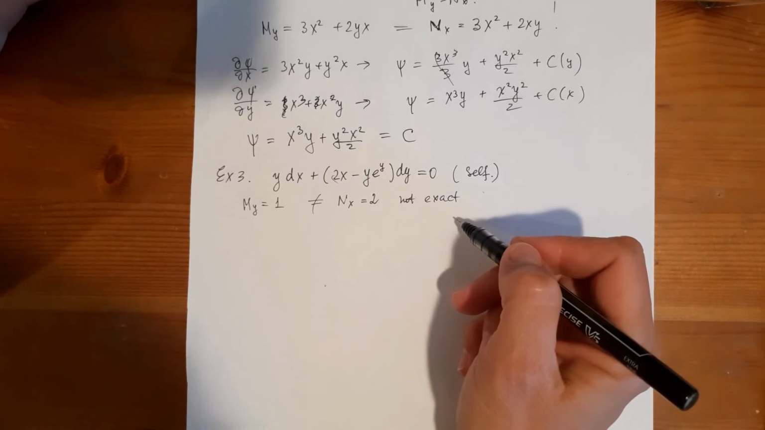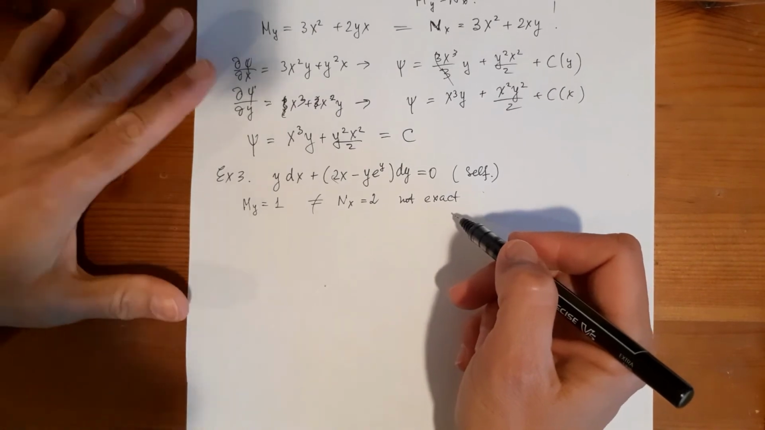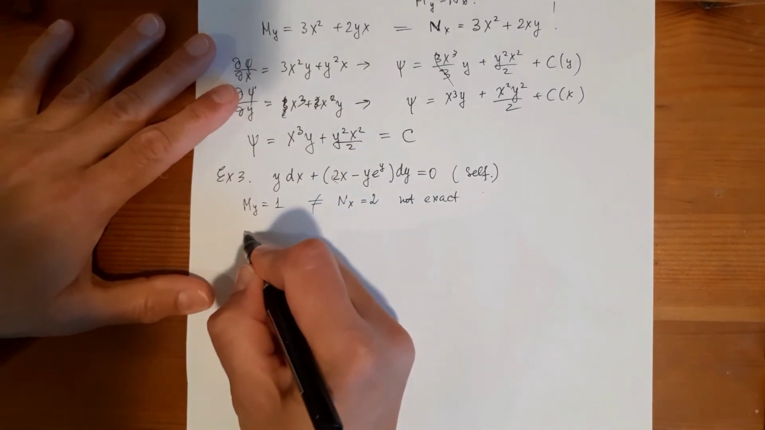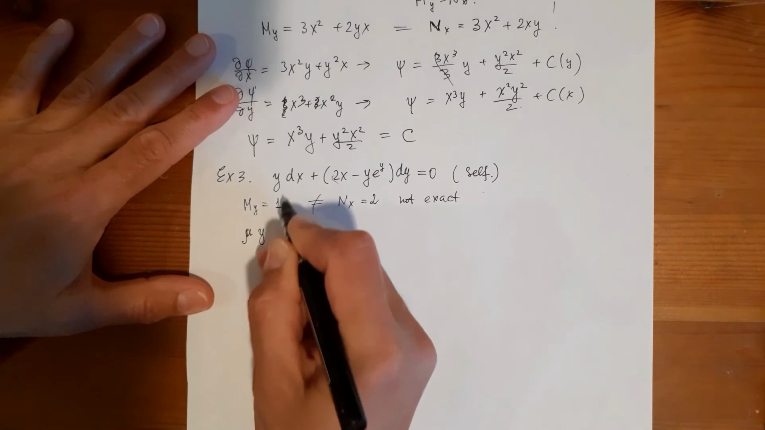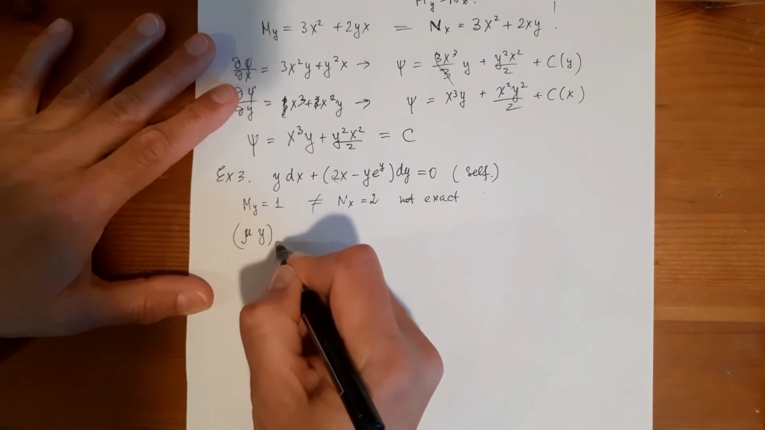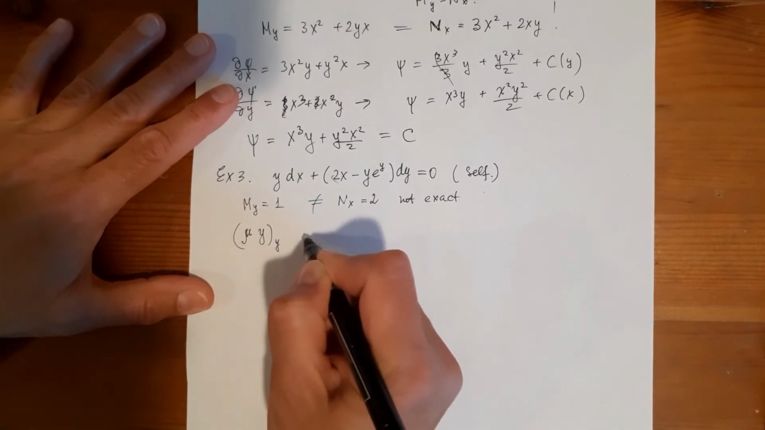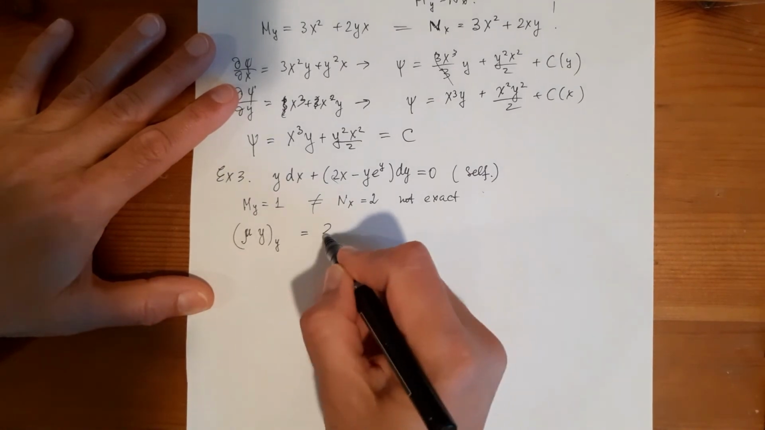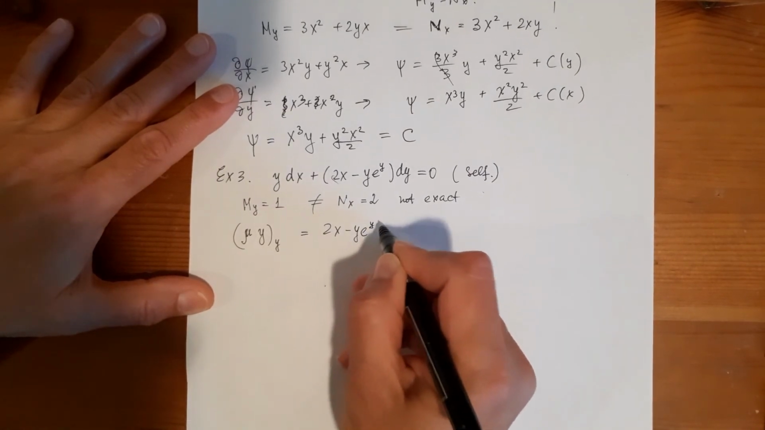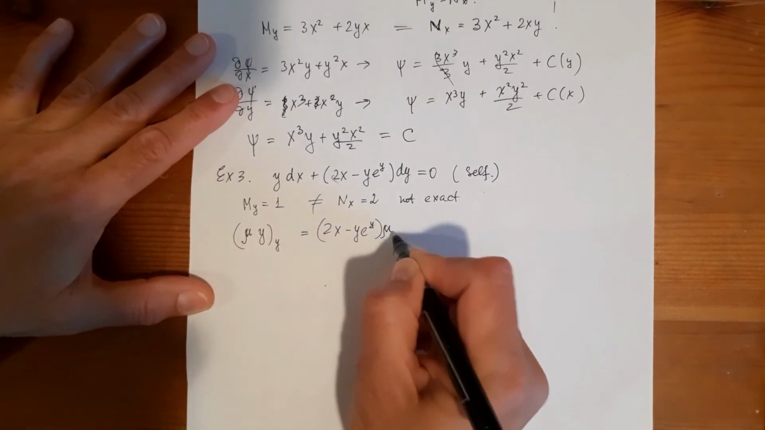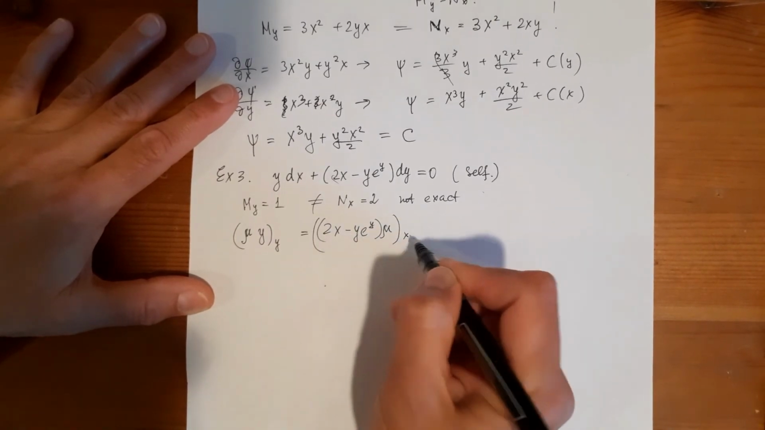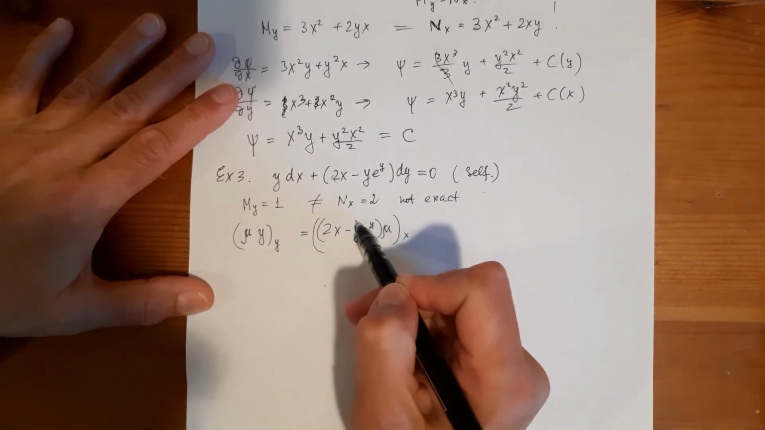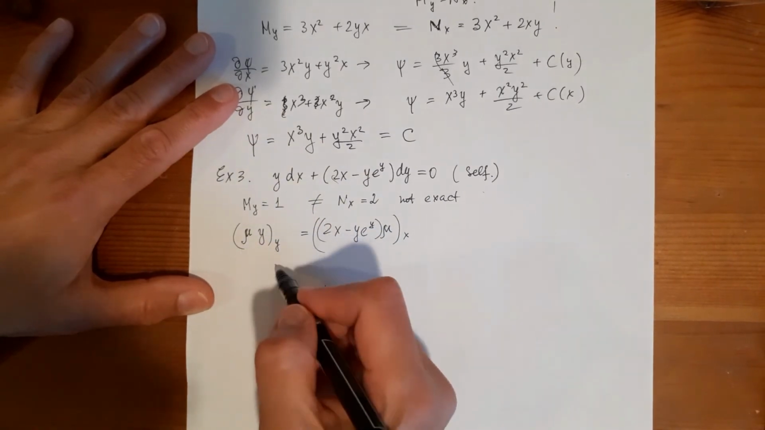I'm supposed to use an integrating factor, right? So I'm going to write it down like this. Mu, the integrating factor, times M, and derivative by y of this is supposed to be equal to the derivative by x of mu times (x minus y e to the power of y). That's going to be my new N, and that's my new M.